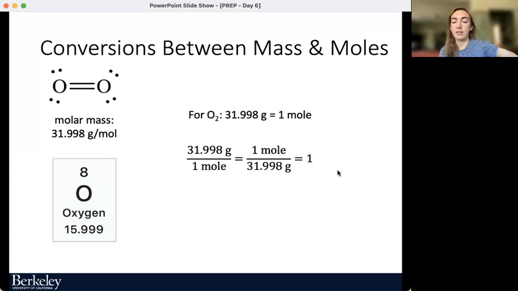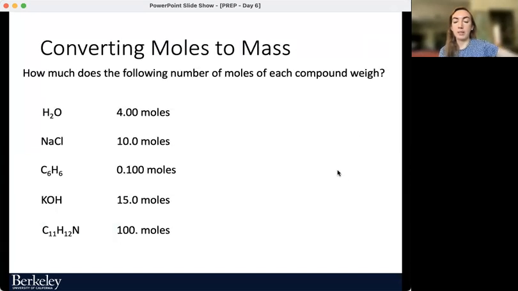Okay. So I'm going to send you back in your groups to practice. And these are the same molecules you had before, so you should already have the molar masses. And so I want you to convert this number of moles of each compound into mass. So convert 4 moles of H2O to grams, and so on. Okay. And again, please actually work with your groups, check your answers with each other.